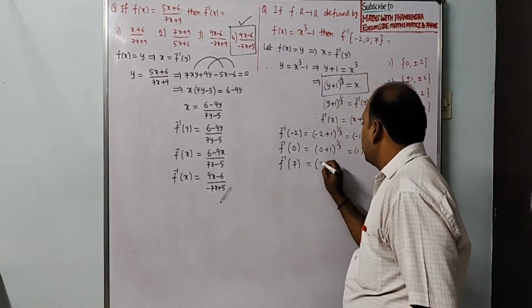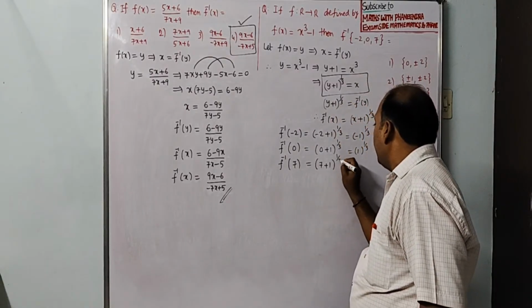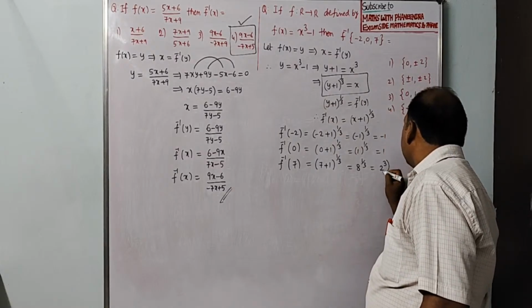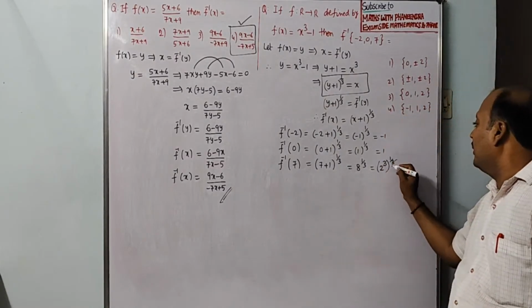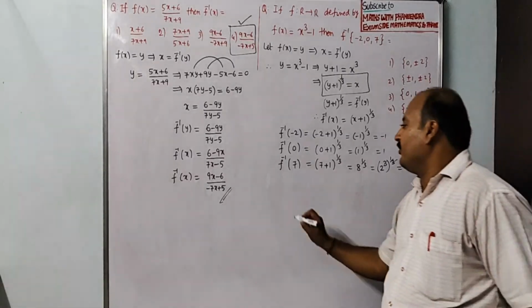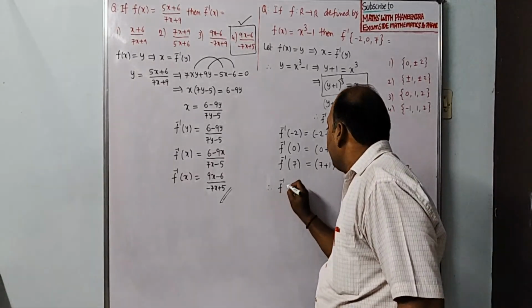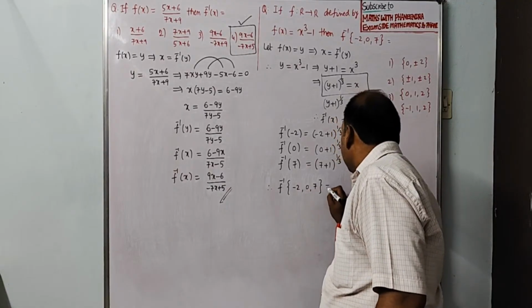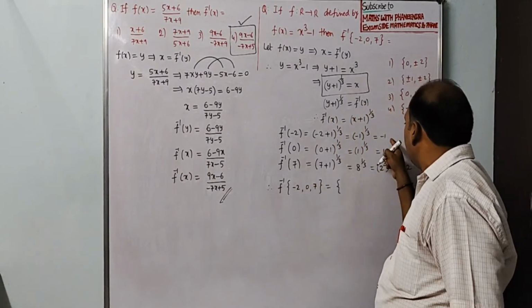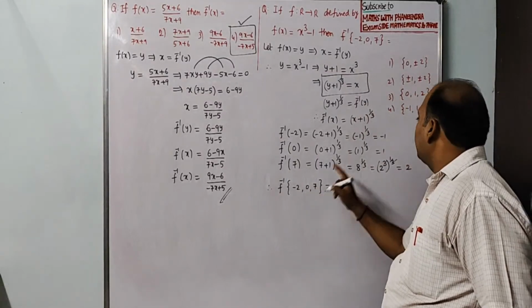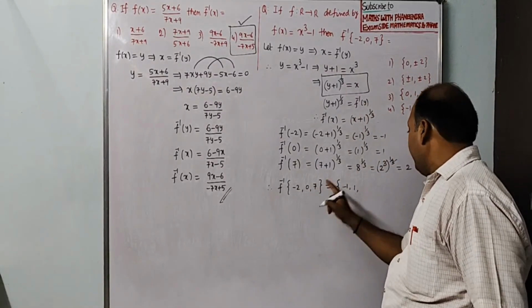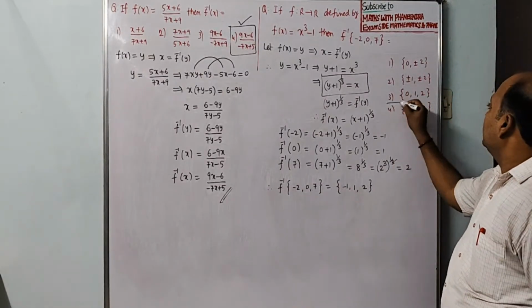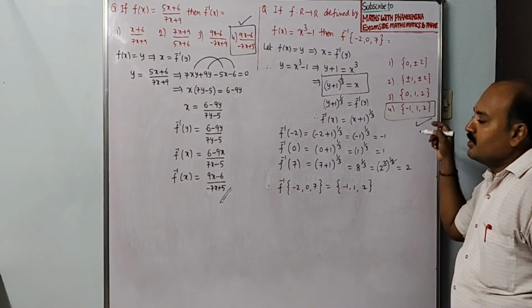So that is equal to 7 plus 1 whole power 1 by 3, that is equal to 8 power 1 by 3. 8 can be written as 2 power 3 whole power 1 by 3, that is equal to 2. Therefore, f inverse of minus 2, 0, 7 is equal to: f inverse of minus 2 is minus 1, f inverse of 0 is 1, f inverse of 7 is 2. So minus 1, 1, 2 is there in the fourth option, dear students.